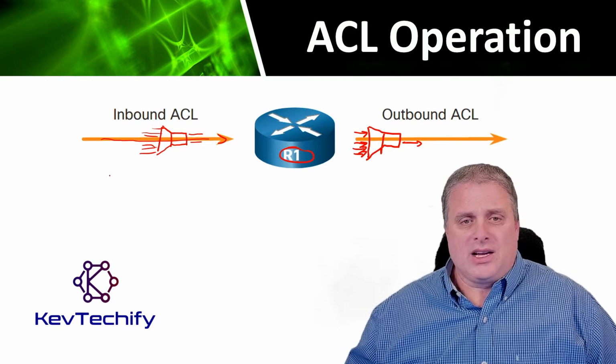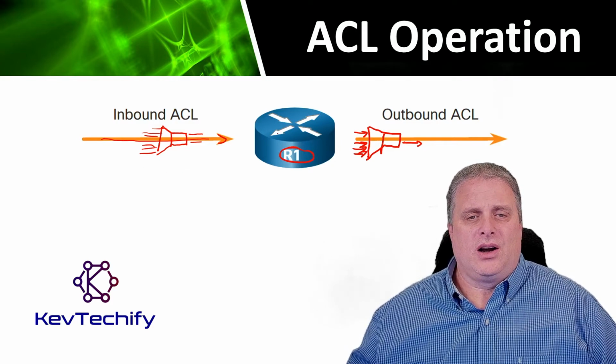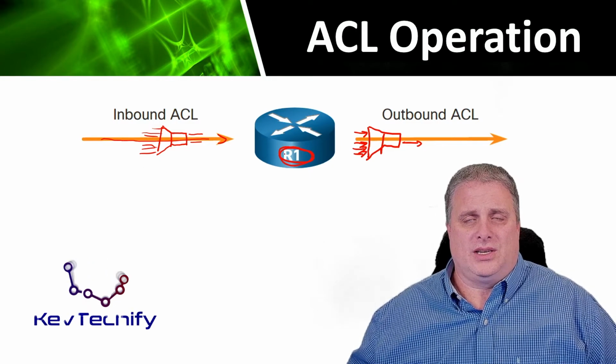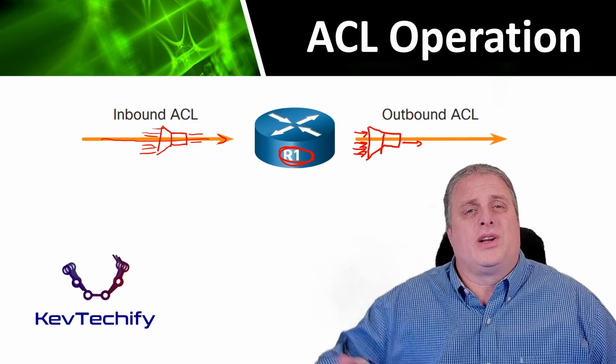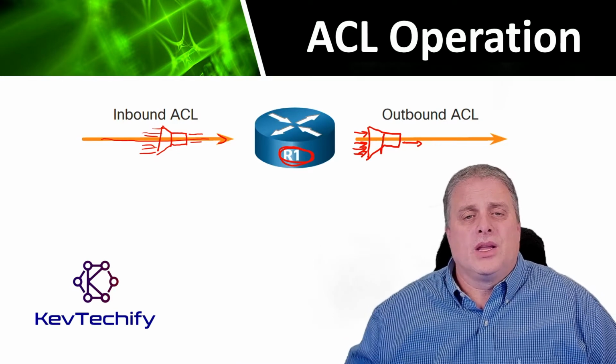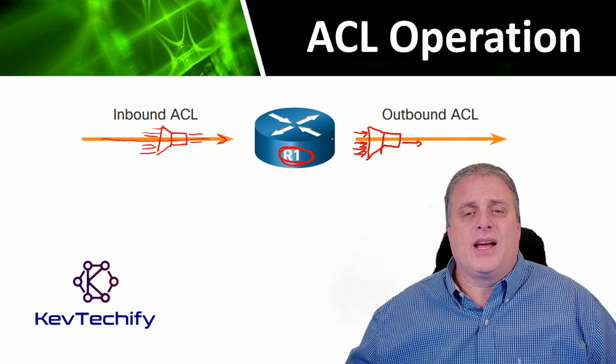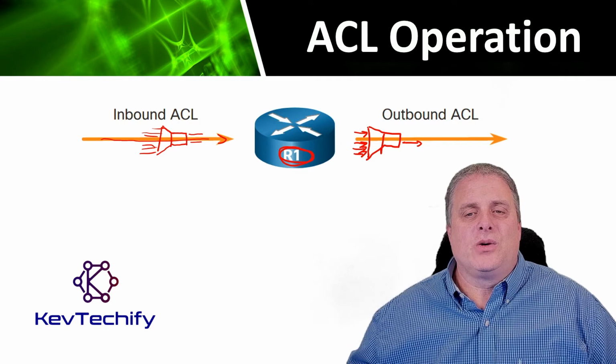So when data comes in to our router here, the router then processes it. It looks at the routing protocols on it and says, okay, this is the way we're going to send it to get to its destination. And so it routes it, but as it exits the interface, it goes through this filter.